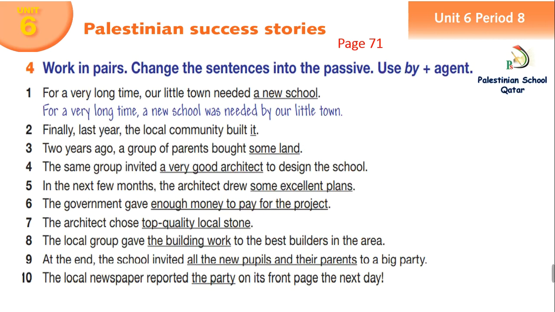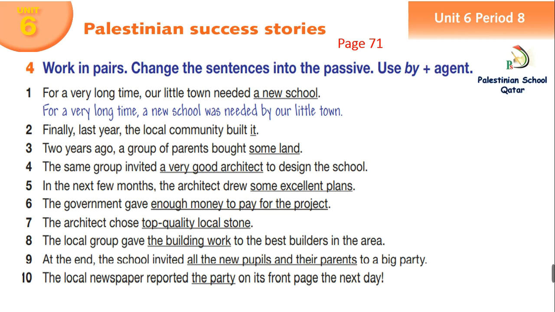Now let's do exercise number 4 on page 71; it is homework for you. And everybody look here at the exercise. Working in pairs, change the sentences into passive and use the agent. Okay? So this exercise is homework for you. I will read it for you quickly.